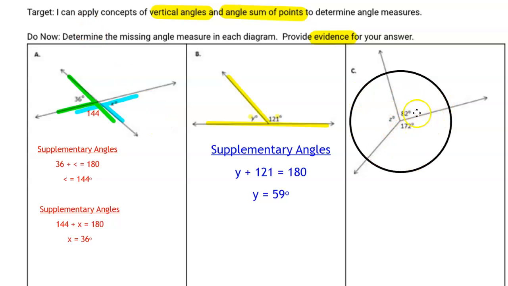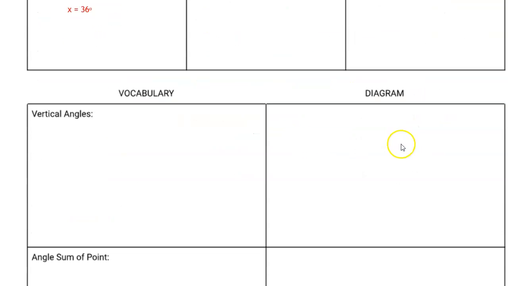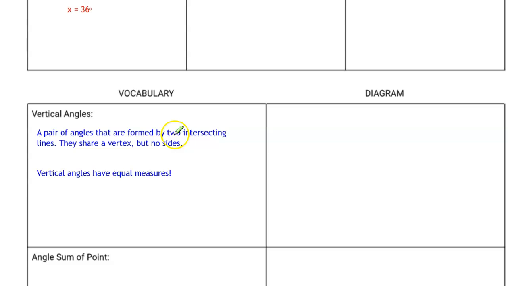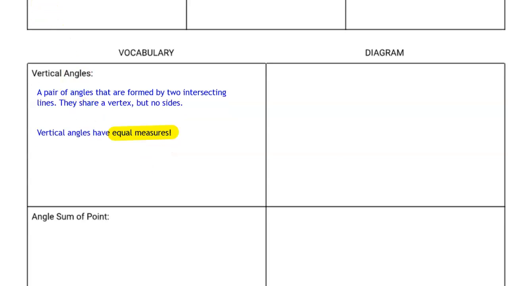But before I give this one away, I'm going to scroll down to where it says vocabulary. For the vocabulary, let's define vertical angles. We have here that a pair of angles that are formed by two intersecting lines that share a vertex but no sides are called vertical angles. They are also referred to as having equal measures. This is a vocabulary word, which I'll give you in a minute, that is something that will come up over and over again over the course of this class. Let's take a look at the diagram.